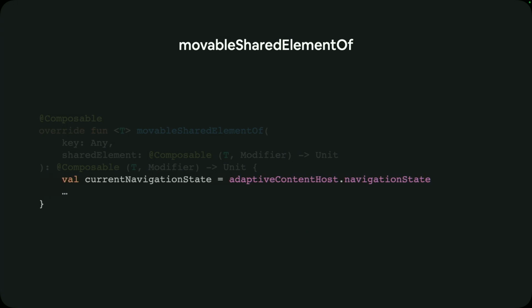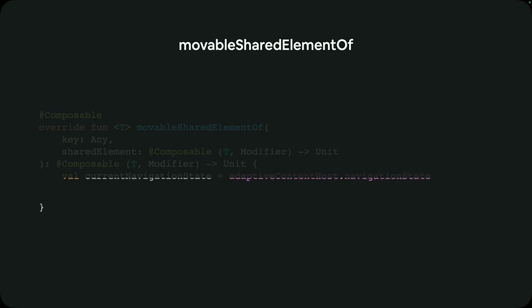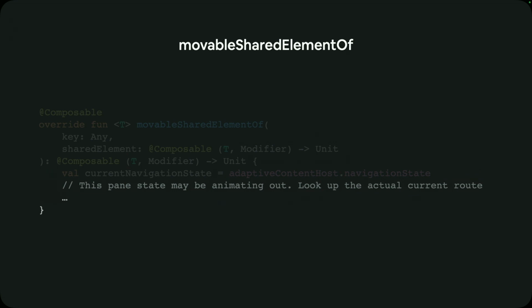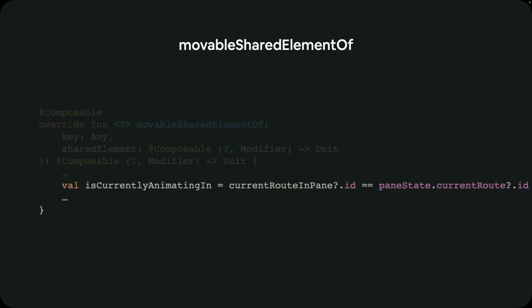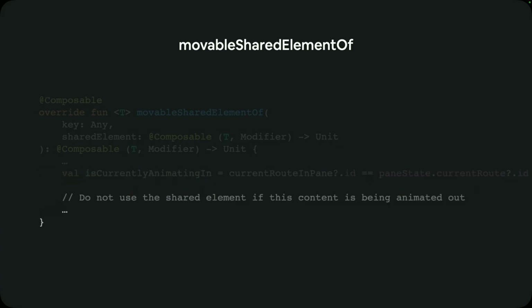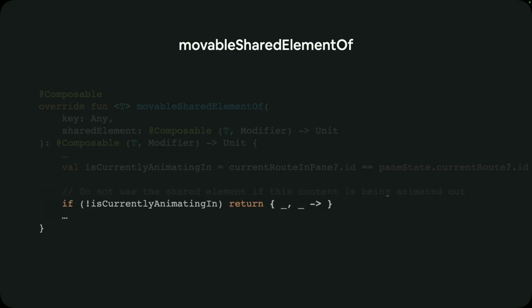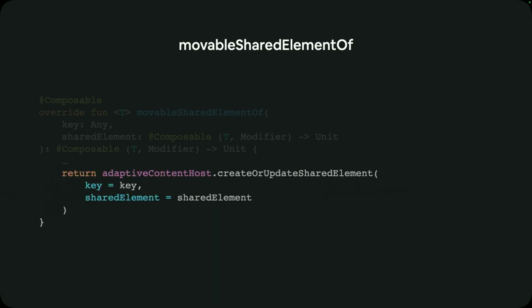So if I look at that adaptive navigation state I was telling you about, I can figure out what pane I'm currently in, and then I can check if that pane is animating in or animating out, and then I can write rules that say I should not use this shared element if this is animating in or out. With that, if it's currently animating, if it's not currently animating in, I can return an empty box. Otherwise, I can actually create or update my shared element object.